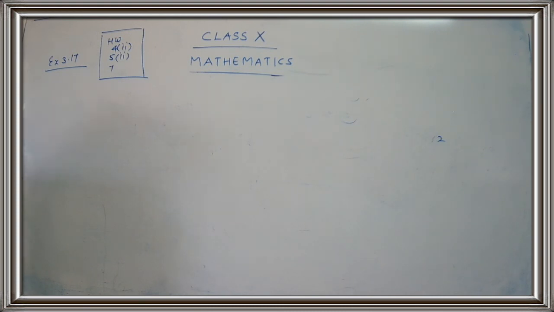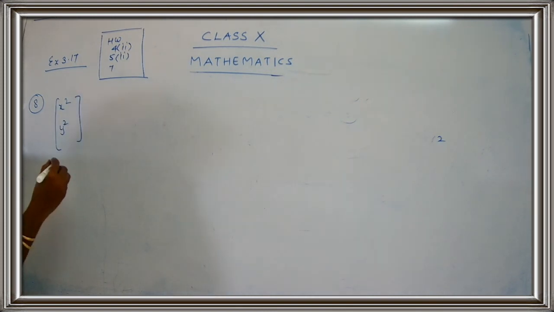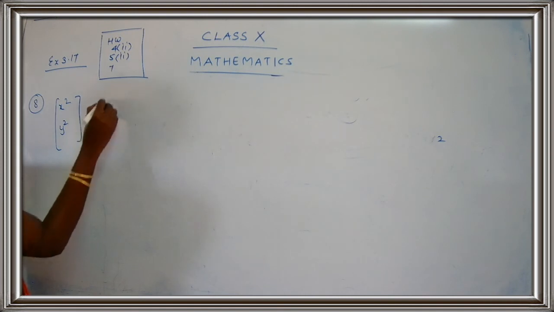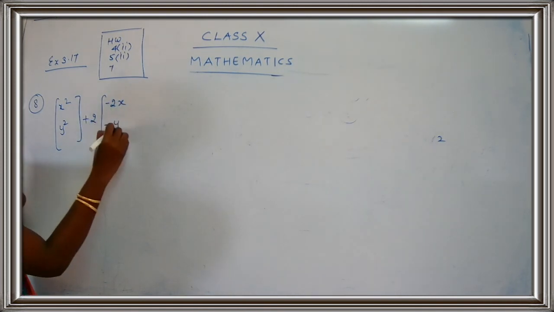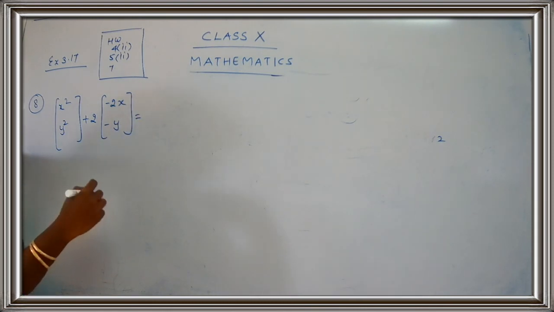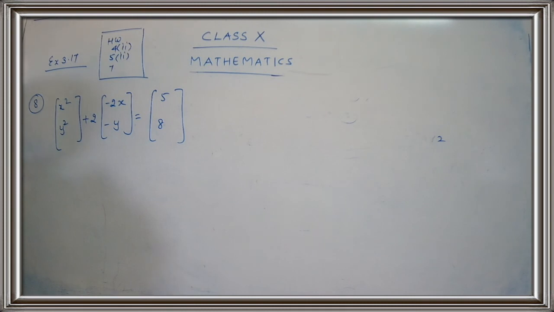Here the question is to solve for x and y. They have given you the matrix over here. [x², y²] plus 2 [-2x, -y] is equal to [5, 8]. Okay, so this they have given you. So [x², y²] plus 2 [-2x, -y] is equal to [5, 8].